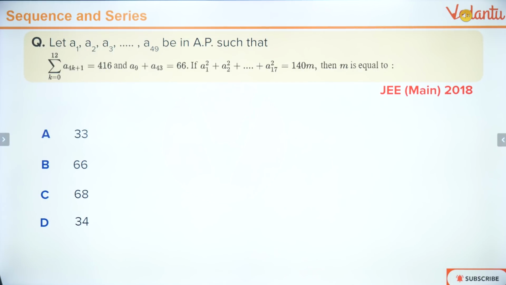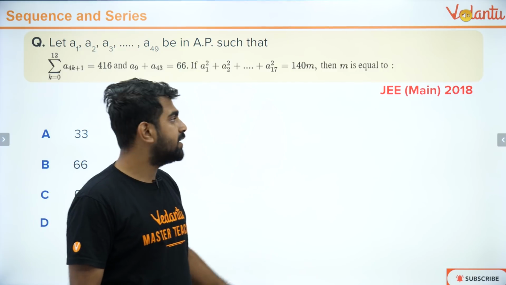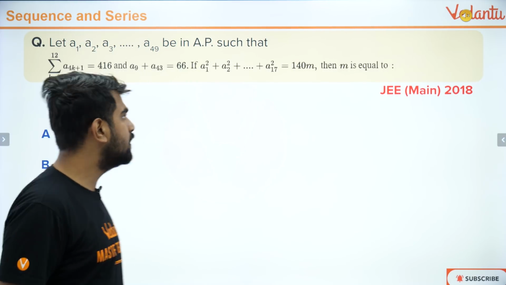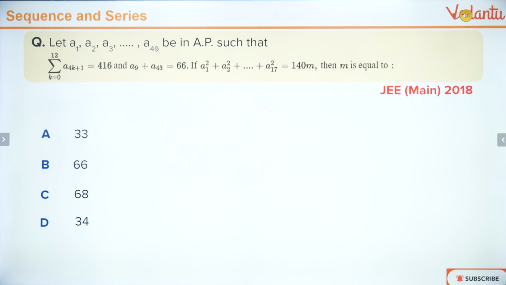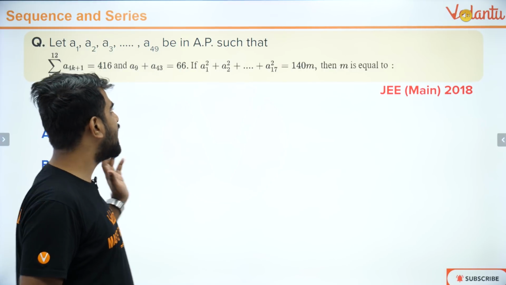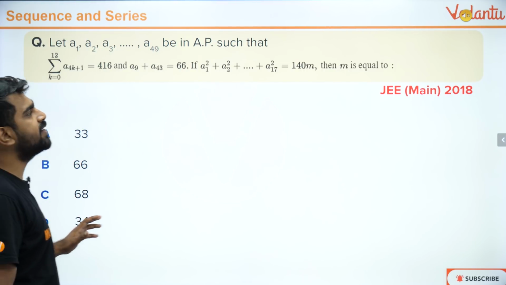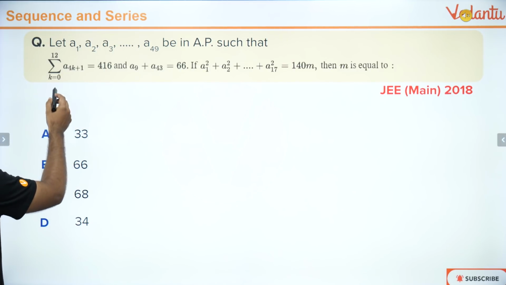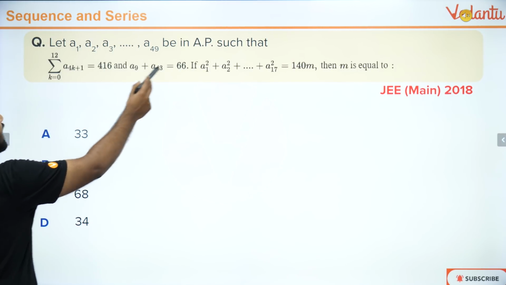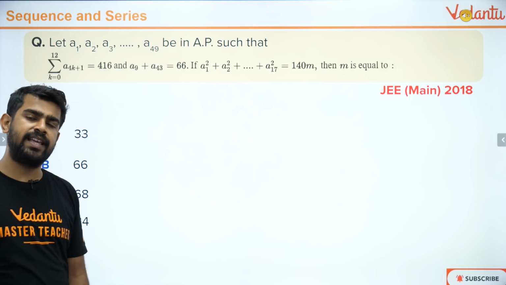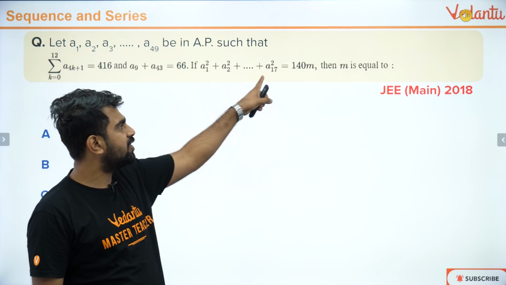So the next question for all of you is right over here. This was asked in JEE Mains 2018. Let's see how to solve this question. So what do we have here? We have all the terms in an AP, and we are asked to find the value of M. So what have they given? They have given one condition over here and another condition over here, and from that we will have to predict what the AP is.